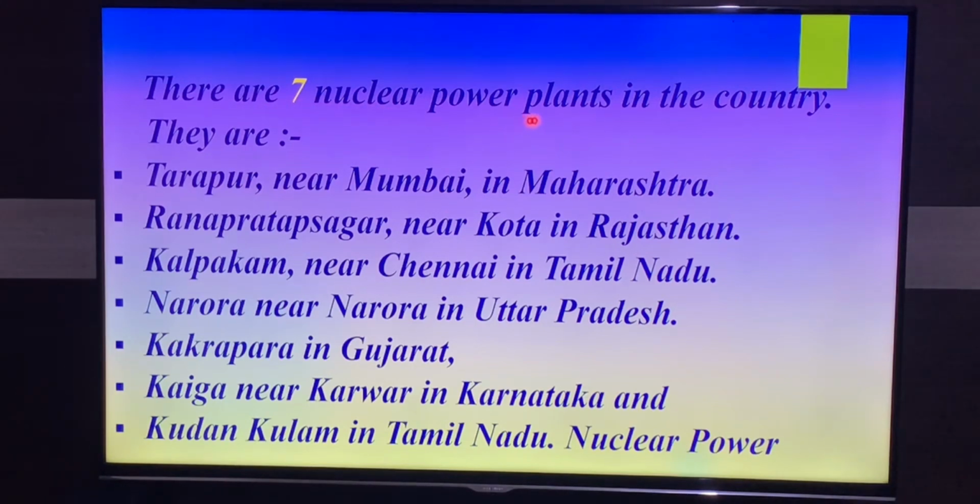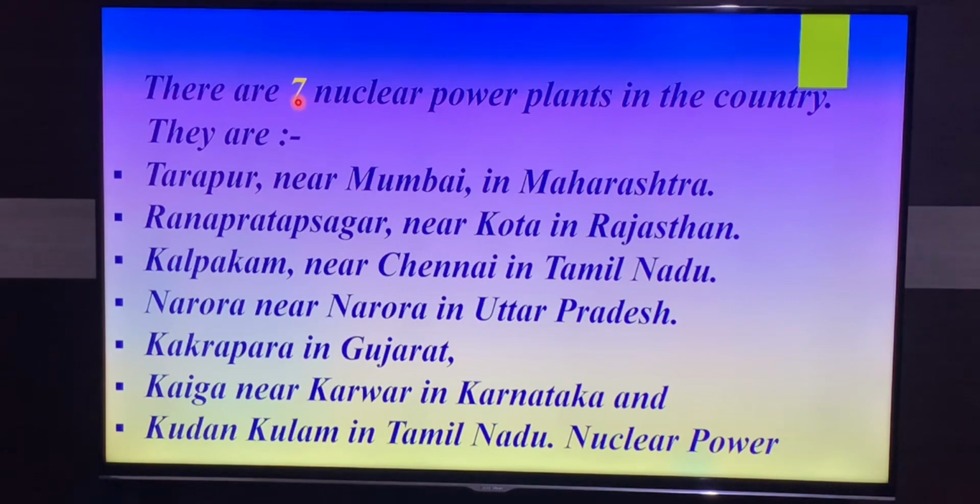There are 7 nuclear power plants in the country. They are Tarapur near Mumbai in Maharashtra, Rana Pratap Sagar near Kota in Rajasthan, Kalpakkam near Chennai in Tamil Nadu, Narora in Uttar Pradesh, Kakrapara in Gujarat, Kaiga near Karwar in Karnataka, and Kudankulam in Tamil Nadu.